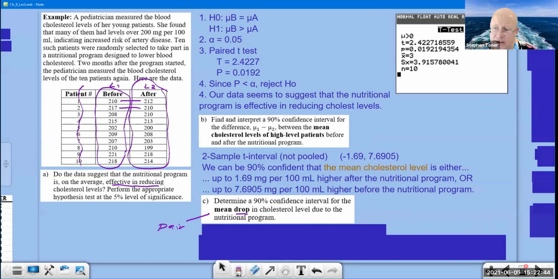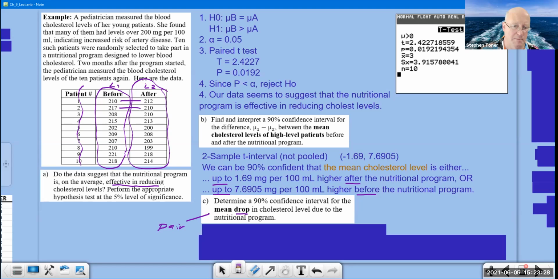When you do that, you end up getting: we can be 90% confident that, here's my context, the mean cholesterol level is either up to, and notice I changed the negative to a positive, there was my units, higher after the nutritional program, and the key word was after because that was my second population, or here's my other number, higher before. So keywords here were before and after, which I probably should have underlined there for emphasis. And again, I do need the up to here because it's an interval. Our values are going to range between these two extremes.